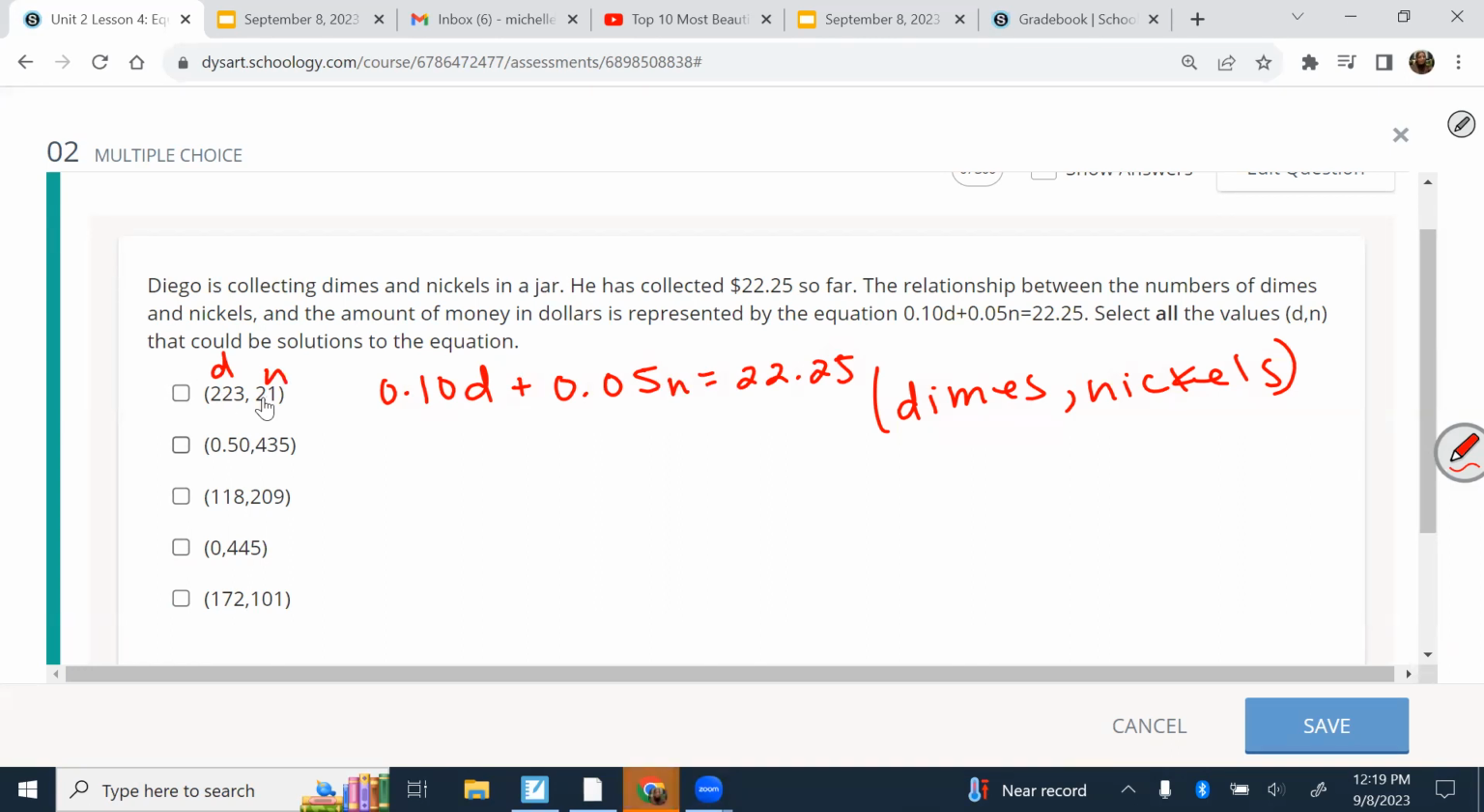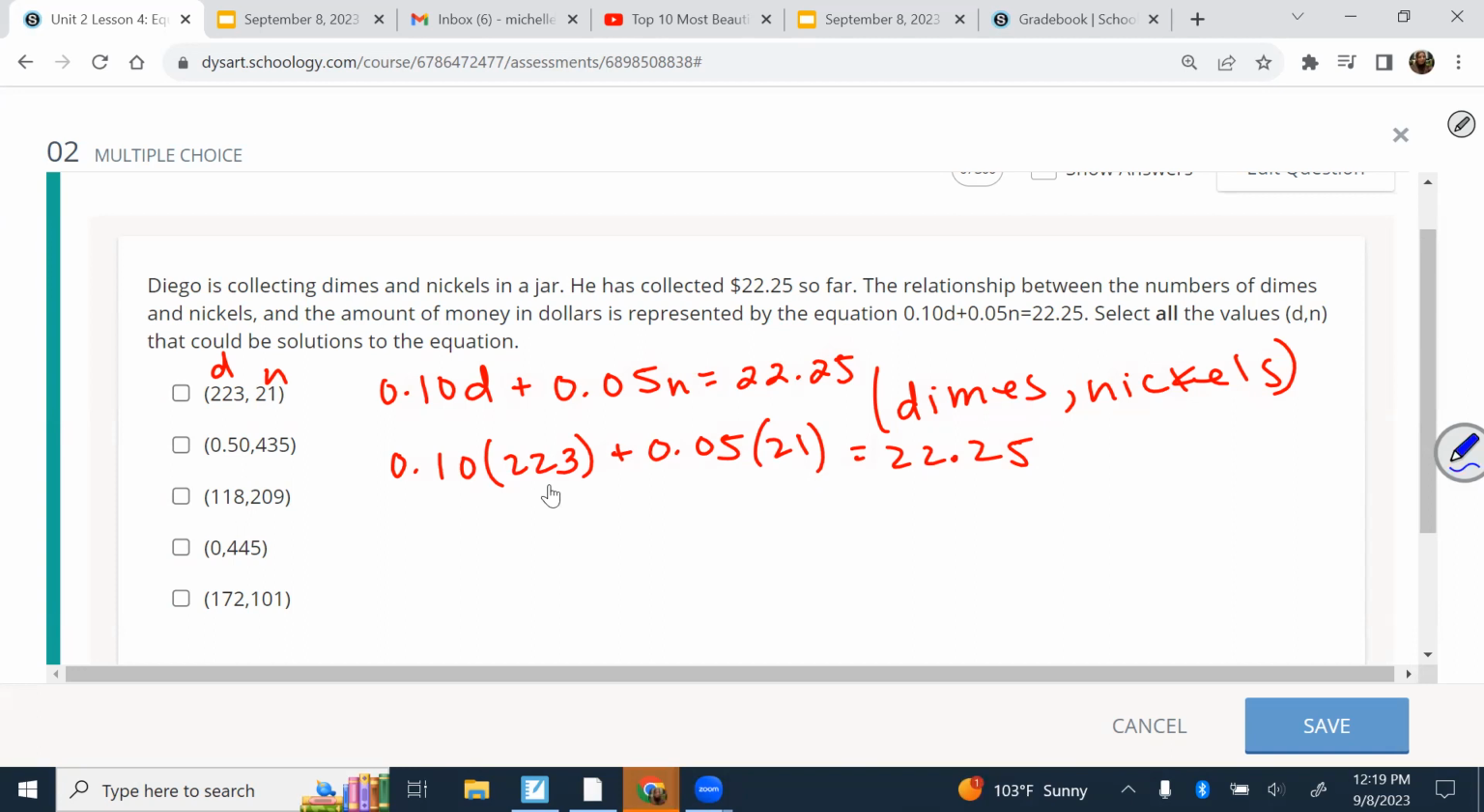So what I would do is I would have Desmos up and I would type in the equation and then I would put parentheses for everywhere that I'm plugging stuff in. And then all I have to do after that is just change what's in the parentheses each time. So that's what I would do, and then if it equals 22.25, then I would select that as the answer. And you have to plug it in exactly how it looks.